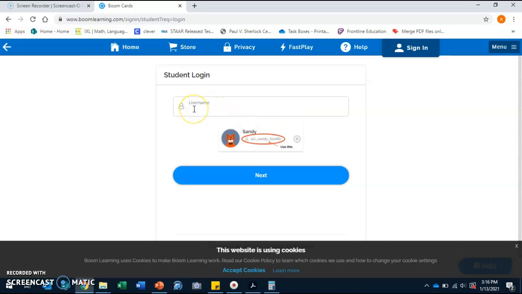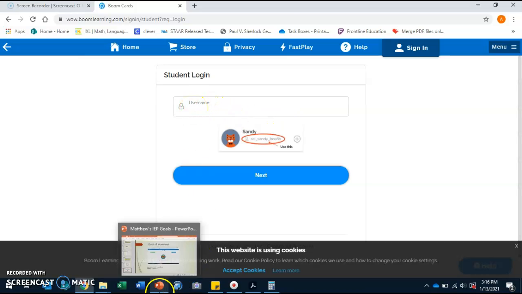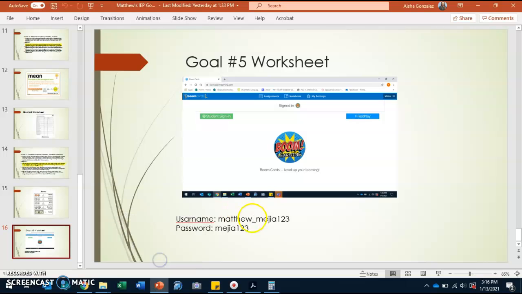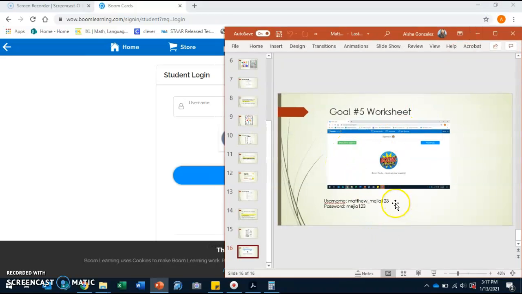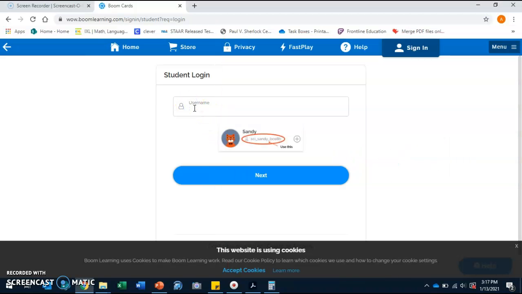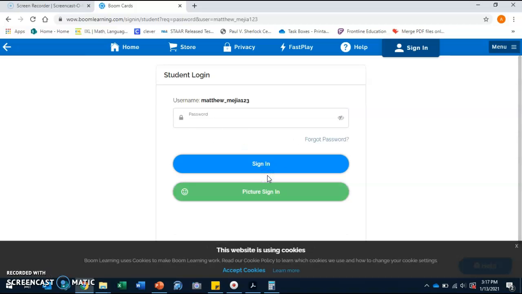You are a student, and you're going to sign in with Boom. And you would be putting your username, which was right here. Your username is Matthew_Mejia123. So that's what we're going to put right here. And your password was Mejia123. And then you would sign in.